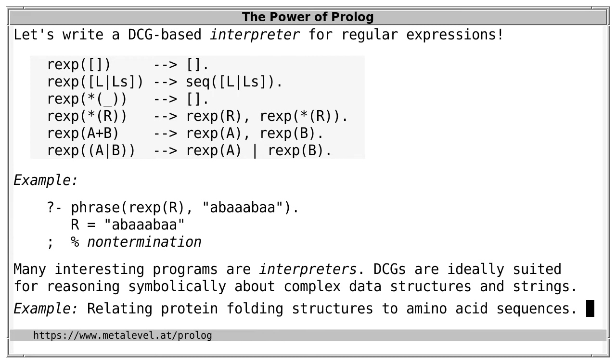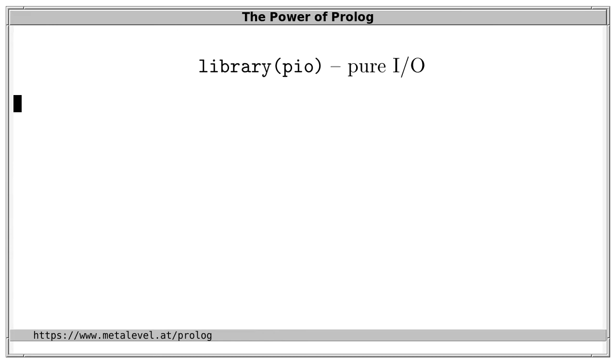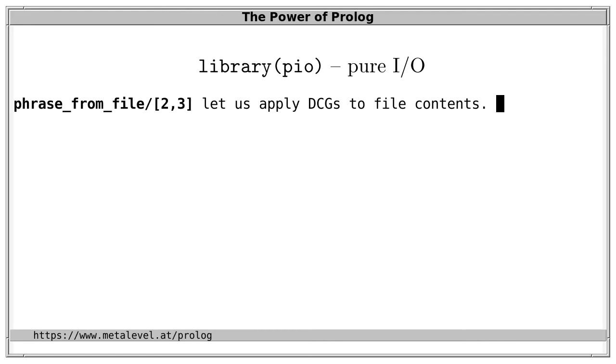So it would be useful to easily process data that's stored in files. And a major attraction of DCGs is in fact that we can transparently apply them to file contents using library pio for pure input and output. This library provides phrase_from_file with 2 and 3 arguments, which is similar to phrase, except that it applies a non-terminal to the contents of a file instead of to a list.